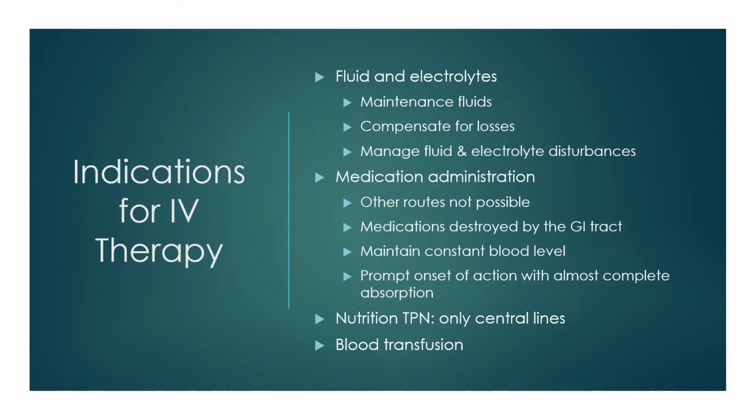So before we initiate an IV, we need to understand the indications of why our patient needs this IV. Do they have a fluid and electrolyte imbalance and they need those maintenance fluids to help compensate for any losses? Do they need medications through the IV because there are not other safe routes, because the patient's GI tract is destroyed, or they need a constant blood level of that medication? Other indications may be the use of TPN. These are typically given in central lines, but they can be given in those peripheral situations. Or does the patient need a blood transfusion and needs that line for that reason?